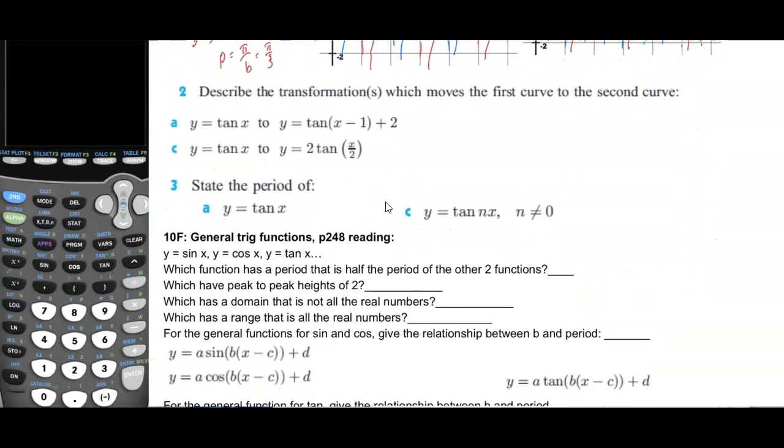Number 2, describe the transformations which move the first curve to the second curve. Okay, so here we go. This says tangent of x becomes tangent of x minus 1 plus 2. This is simply a horizontal translation and a vertical translation. Horizontal translation to the right because bizarro world. So translate 1 unit to the right and 2 units up.